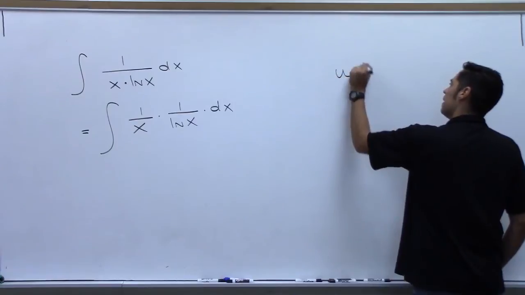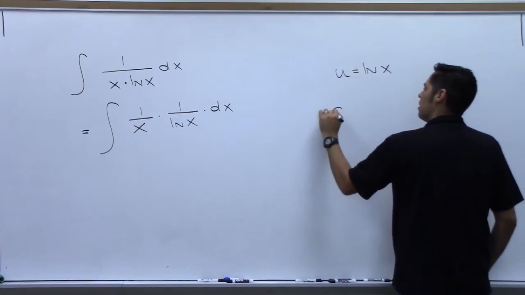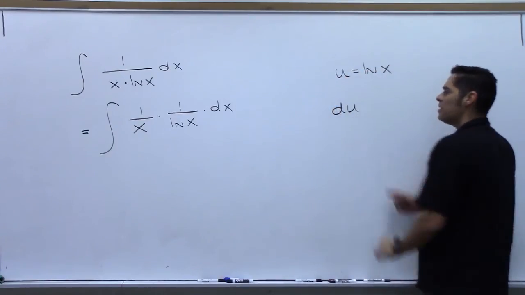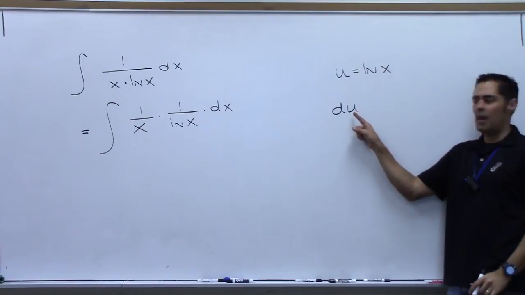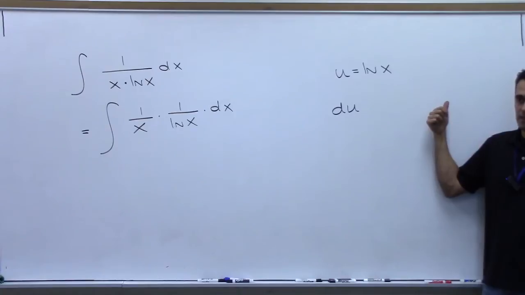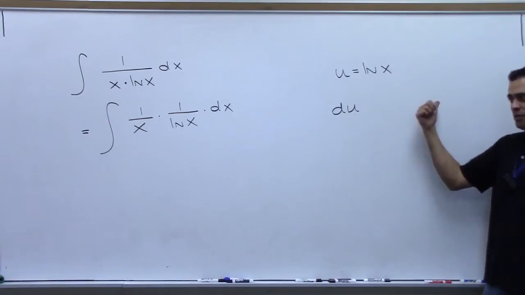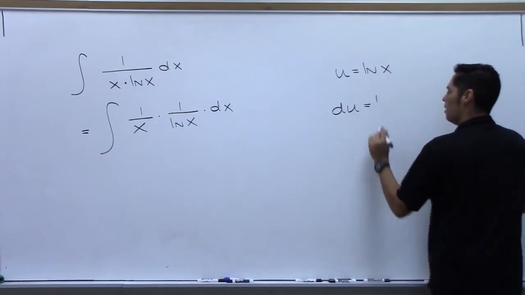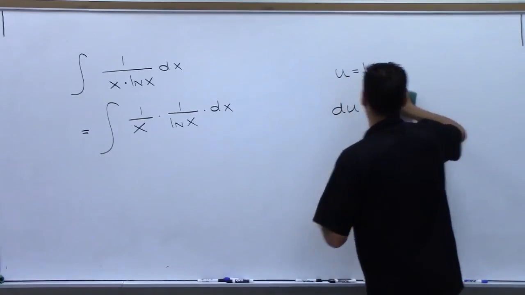U would be natural log x. The derivative, now every time I've done this derivative, right? Every time I've done it, I've done du dx, and I've always taken the dx to the other side. So I'm going to stop doing du dx, and I'm always just going to write it with the dx on the other side.